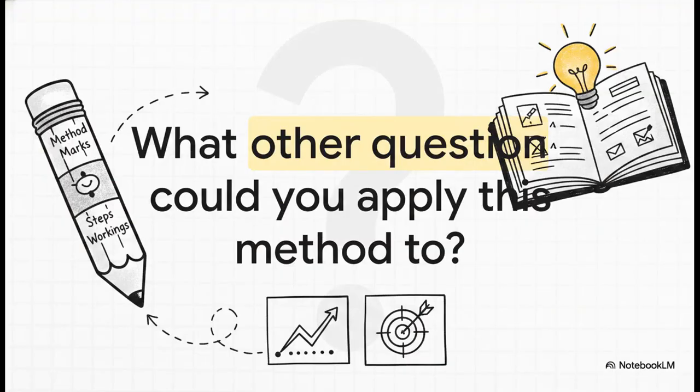So the big takeaway here is so much bigger than just this one question. You've basically just seen the examiner's playbook. This way of thinking, of breaking a problem down into method marks and accuracy marks, that's the key to the whole exam. It's not just about what you know, it's about how you prove it on the paper. Just think about that the next time you're going through a practice paper. What other questions could you apply this thinking to?